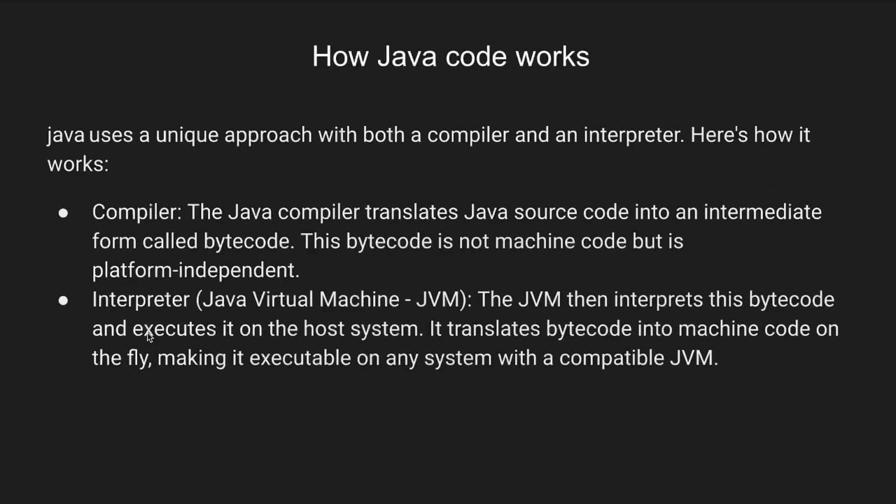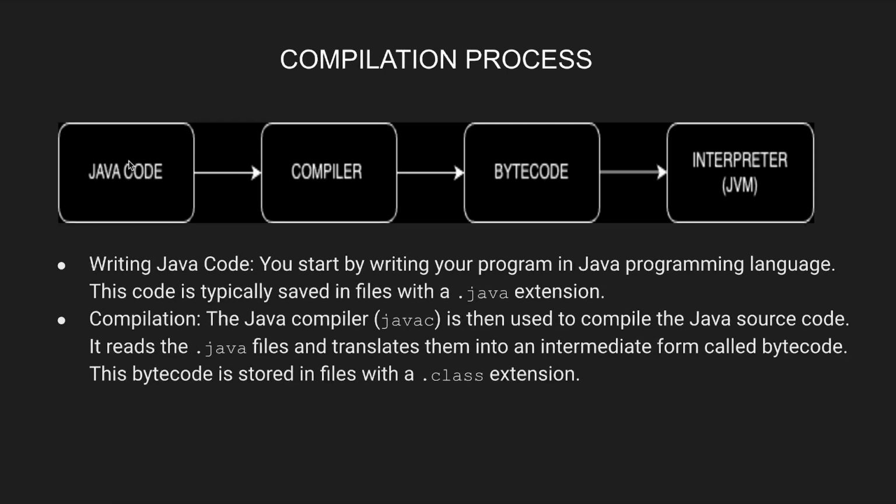So now let's see how Java code works. See here, Java code is first sent into the compiler, and the compiler turns it into byte code. The byte code is then interpreted by the interpreter, the Java Virtual Machine, and we get the output. This is how the code works. I have also given it in text, so you can read how it works.